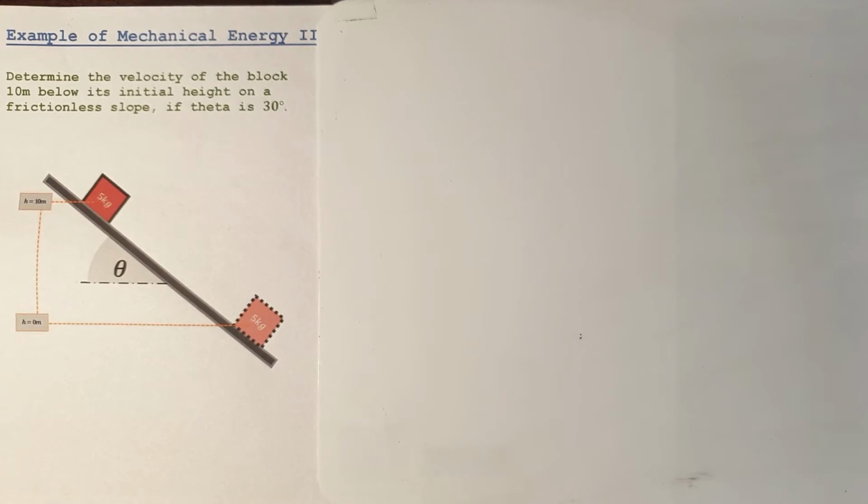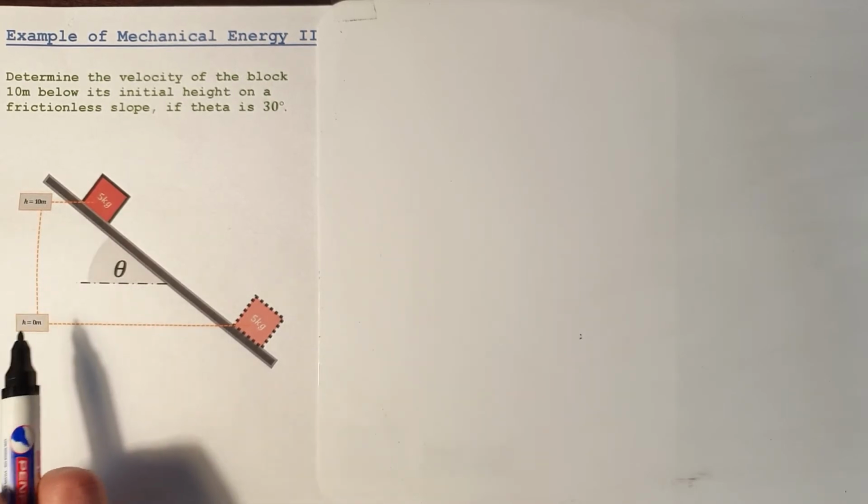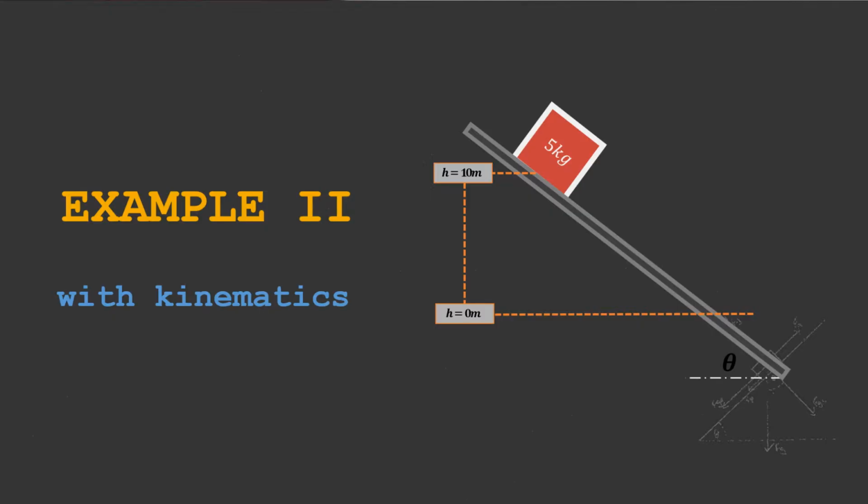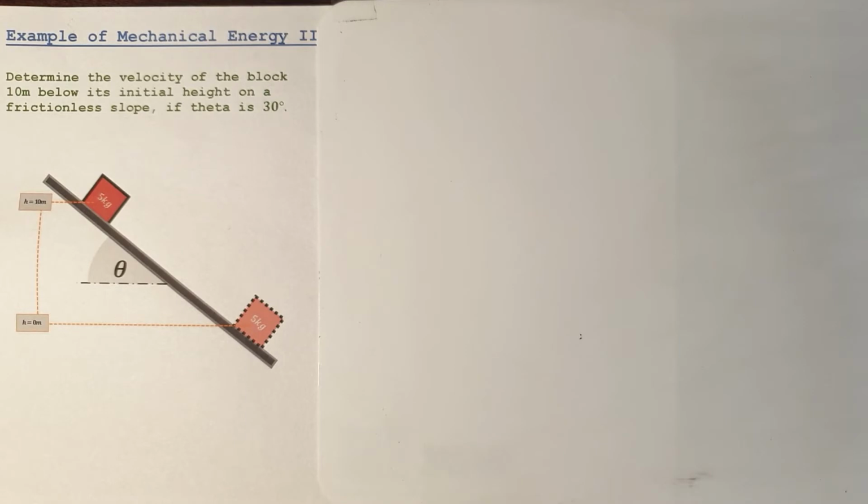All right, now the next example for mechanical energy. In this case, we're going to determine the velocity of a block 10 meters below its initial height on a frictionless slope if we know that theta is 30 degrees. Now, if we only used energy, theta would be irrelevant, but I'm going to first show you doing kinematics and forces, and then we will look at using energy formulas.